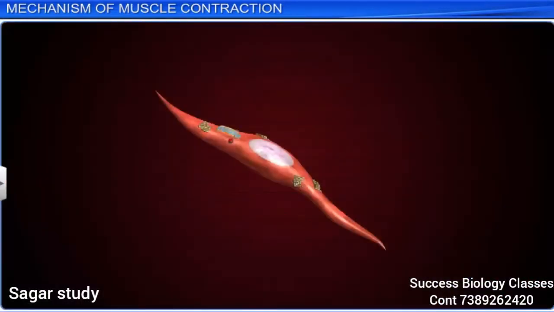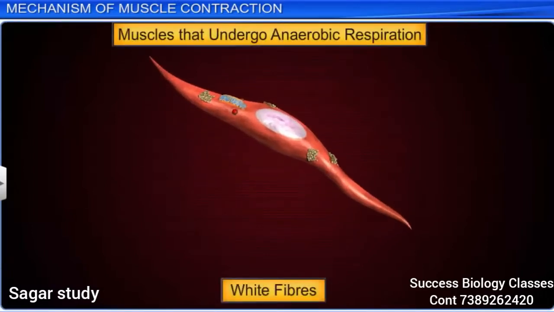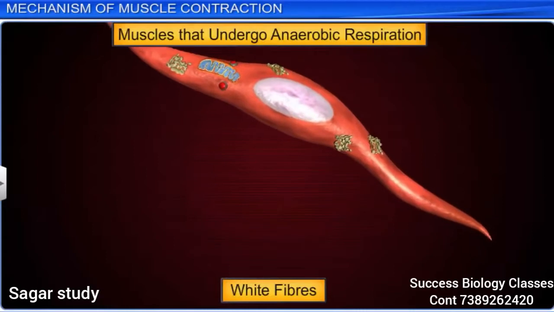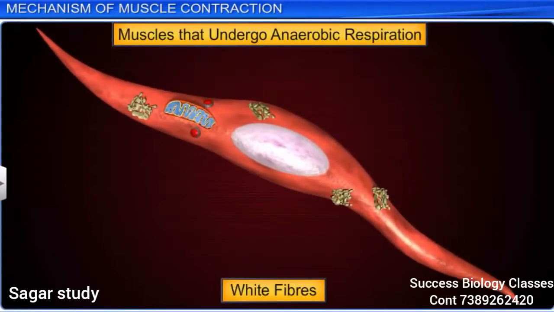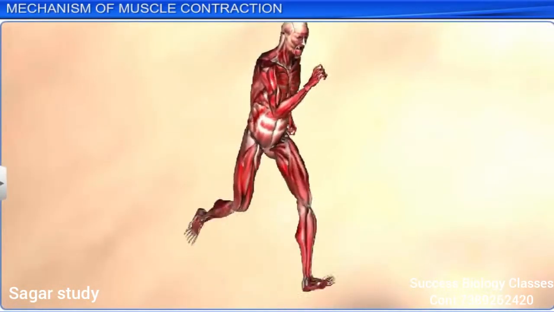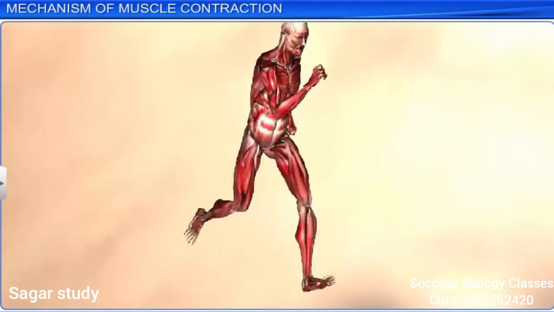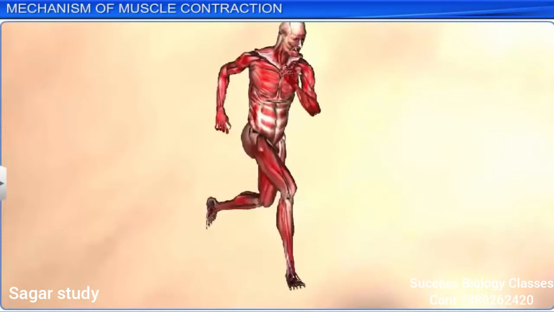On the other hand, muscles that show anaerobic activity are called white fibers. They are thus named because they have very little myoglobin. They are high on sarcoplasmic reticulum but possess few mitochondria. Consequently, they use anaerobic energy processes. All muscles, however, irrespective of showing aerobic or anaerobic activity, contract via the sliding filament mechanism.